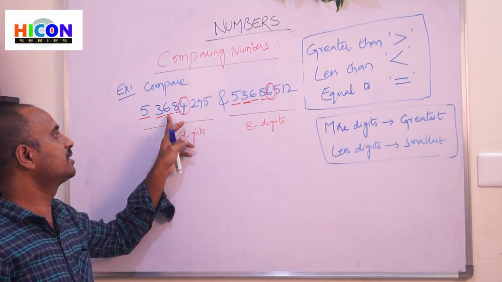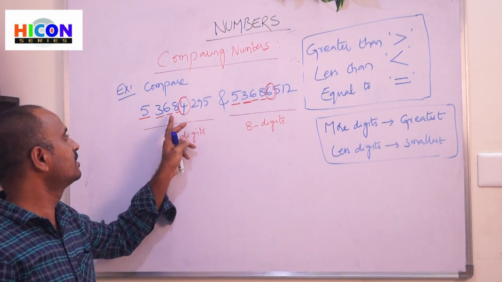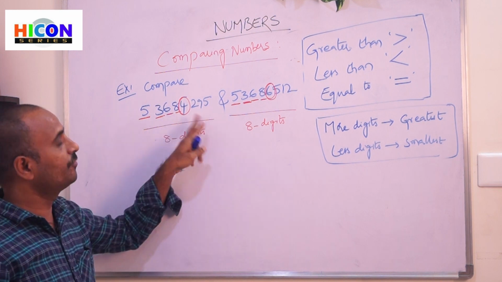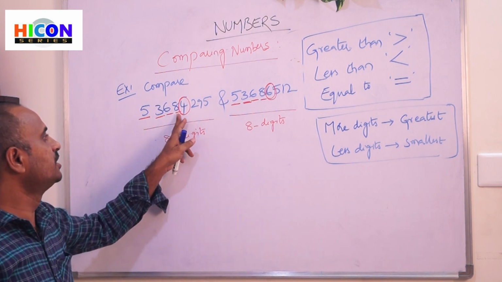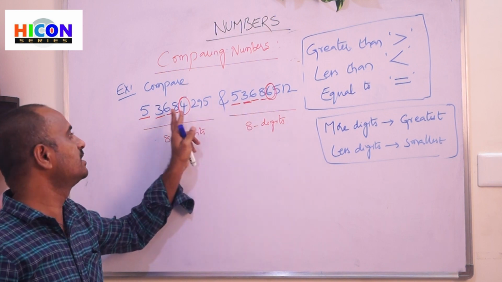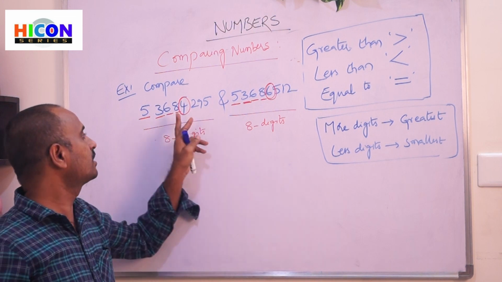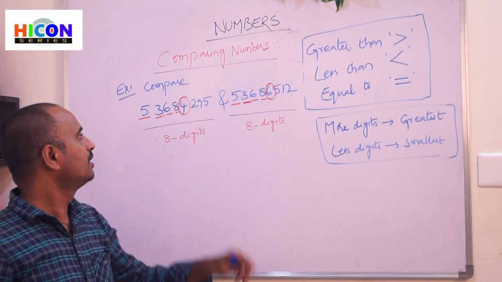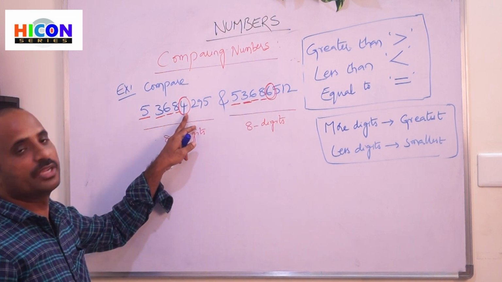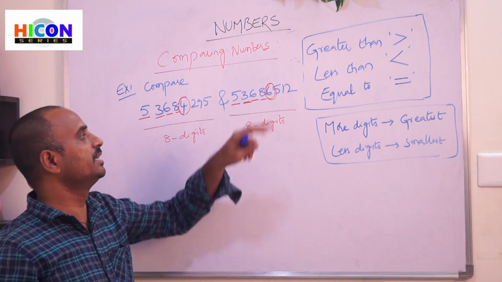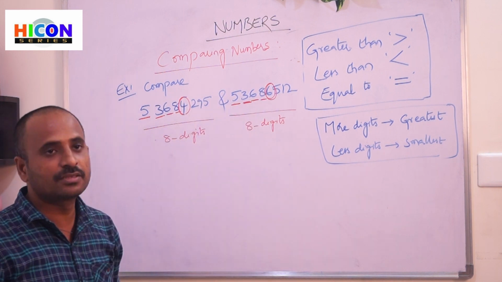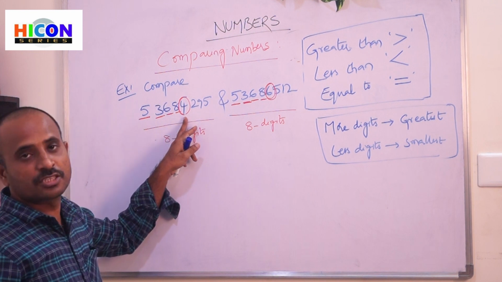Now go to the third digit. Here the third digits are also same in the two numbers, that is 6. Now compare the fourth digit. Here the fourth digits are also same in the two numbers, that is 8. So now compare the fifth digit in the two numbers. Here the fifth digits are different. That is, the fifth digit in the first number is 4, whereas the fifth digit in the second number is 6. So which one is smaller?